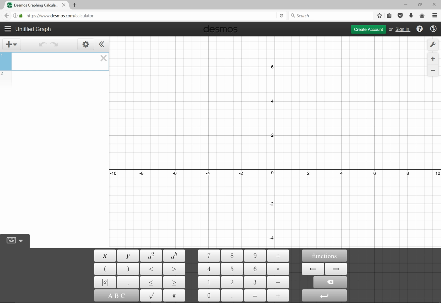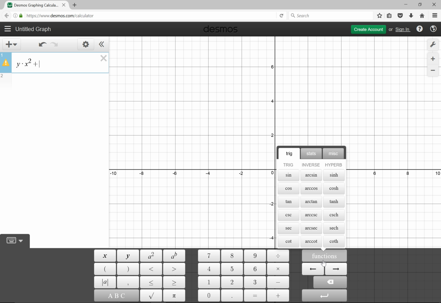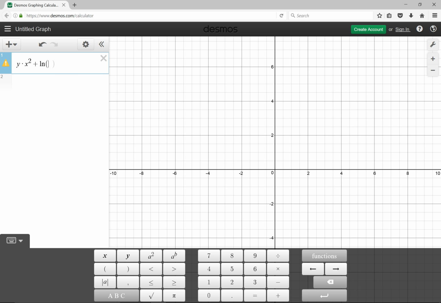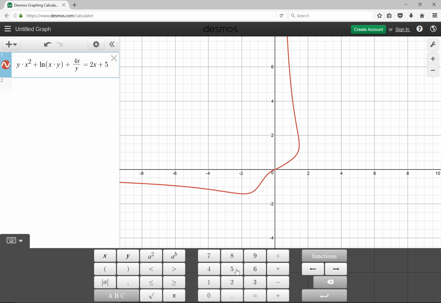Thanks for asking, whatever. Anyway, so is it xy? So it's yx squared. xy squared? yx squared. Plus ln times x times y. Oh, you're going too fast. And then plus 4x over y, equals 2x plus 5. What? How cool is that, huh? That's pretty cool, isn't it?